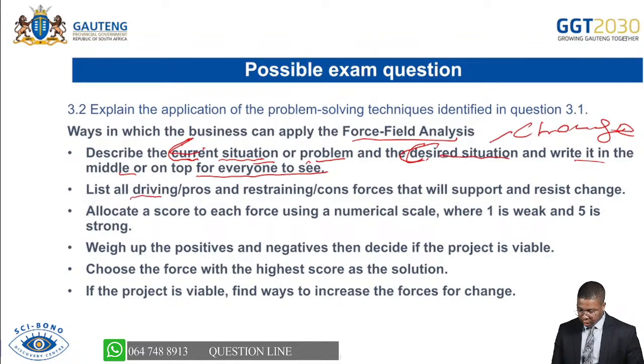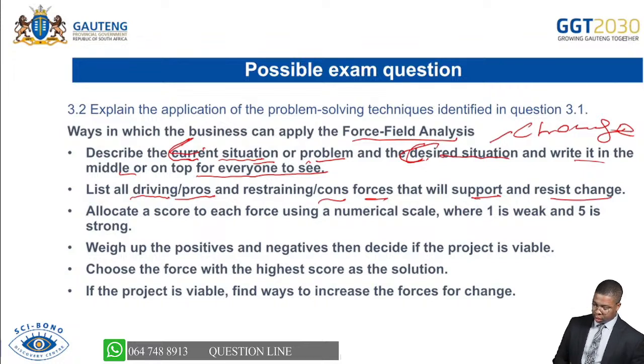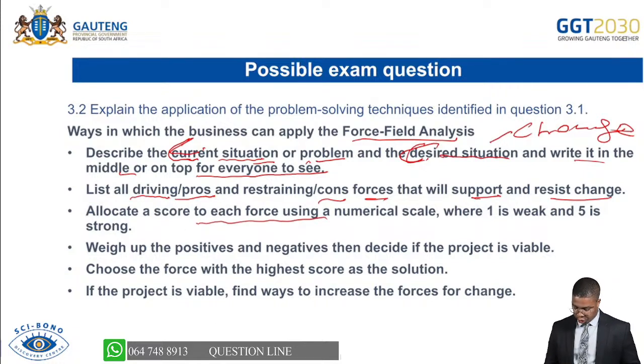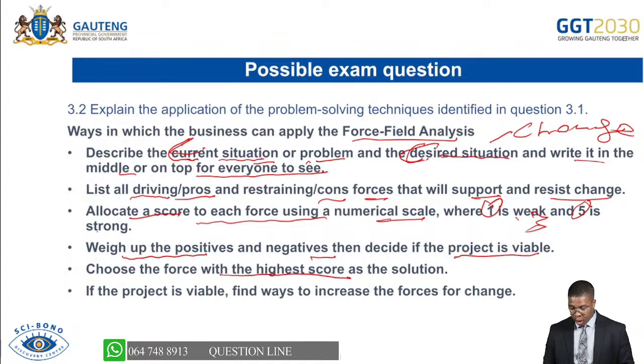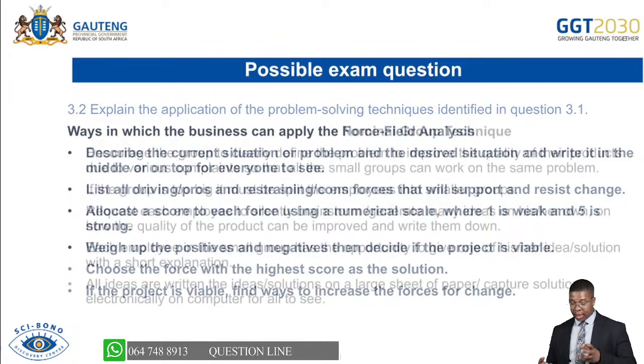So also list the driving and restraining forces, the pros and cons, that will support or resist change, and also allocate a score to each force using a numerical scale, whereby each reason for change that supports change, if it's strong, give it 5. If it's weak, give it 1. If it's in the middle, give it 3. So you are allocating a score there, so that you will then use the score. Hence, they say weigh up the positives and negatives and decide if the project is viable, and choose the force with the highest score as a solution. If the project is viable, find ways to increase the forces for change, give it reasons so that we can see the need for the change.